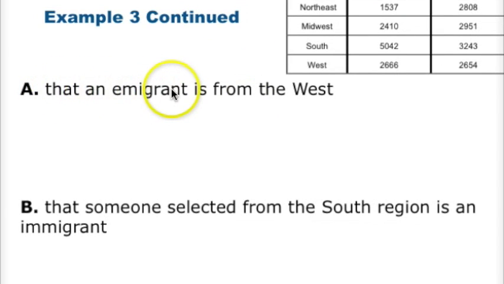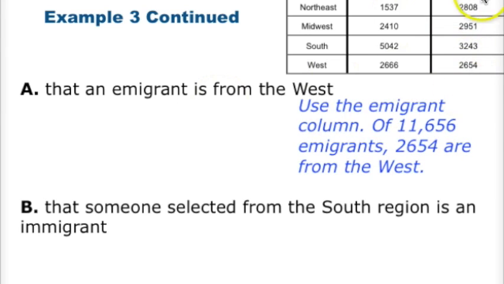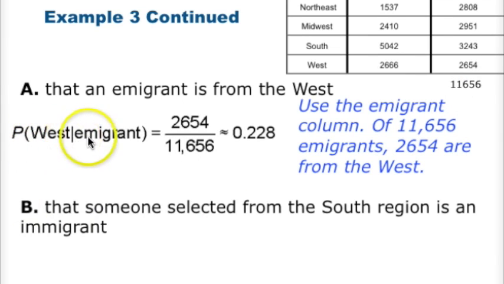find the probability that an immigrant is from the West. So looking on here, we're going to have to find the probability of immigrant. So we're going to need to add up how many immigrants we have in that column. And in this column, the immigrants add to 11,656. So out of that total, how many of them are from the West? The probability of West given immigrant is dividing those two numbers, which gives us 0.228, about 23%.